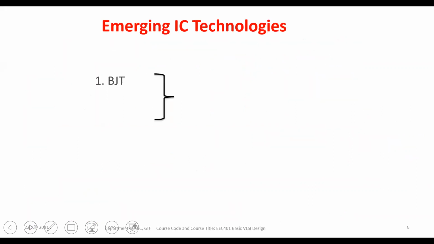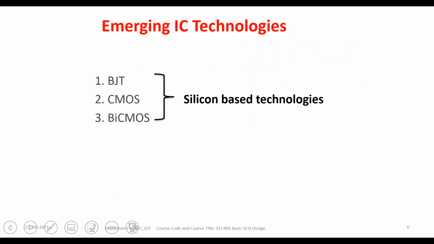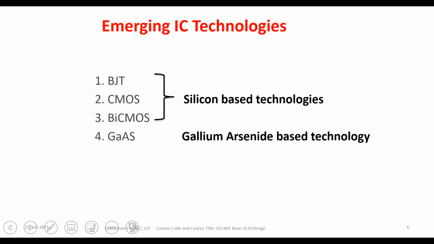So of course, I have mentioned the bipolar junction transistor and BiCMOS, all these things are silicon-based technologies, but gallium arsenide is another technology. Okay, so let us talk in some more detail about the silicon CMOS technology. As I mentioned, CMOS technology is the most advantageous technology compared to the bipolar junction transistors and NMOS or PMOS alone technologies.